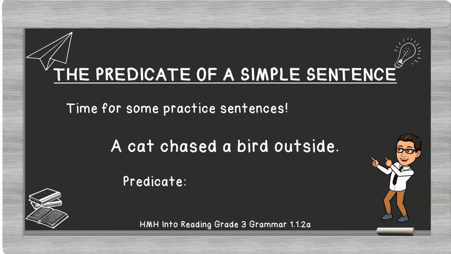Next sentence, a cat chased a bird outside. What is the predicate in this sentence? In this case, it is chased a bird outside. All right, the cat, or a cat, is the subject. What's the action? Chased a bird outside.